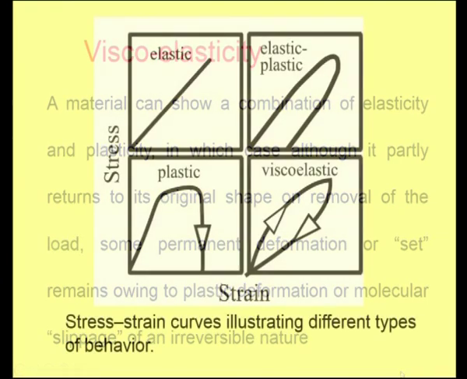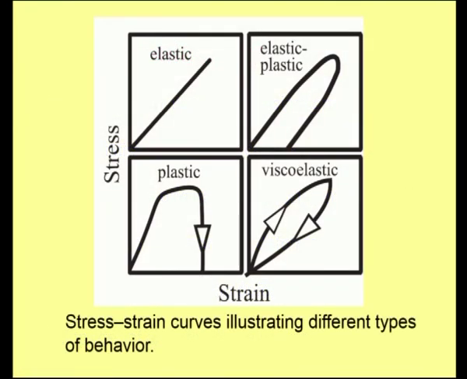Let us see the stress strain curves for different materials, that is elastic materials, plastic materials, elastic plastic and viscoelastic. First, the stress strain curve of a purely elastic material. In a purely elastic material, when a stress is applied, there will be a strain. Once the stress is removed, it will go back in this fashion. There will not be any deformation that is permanently set.